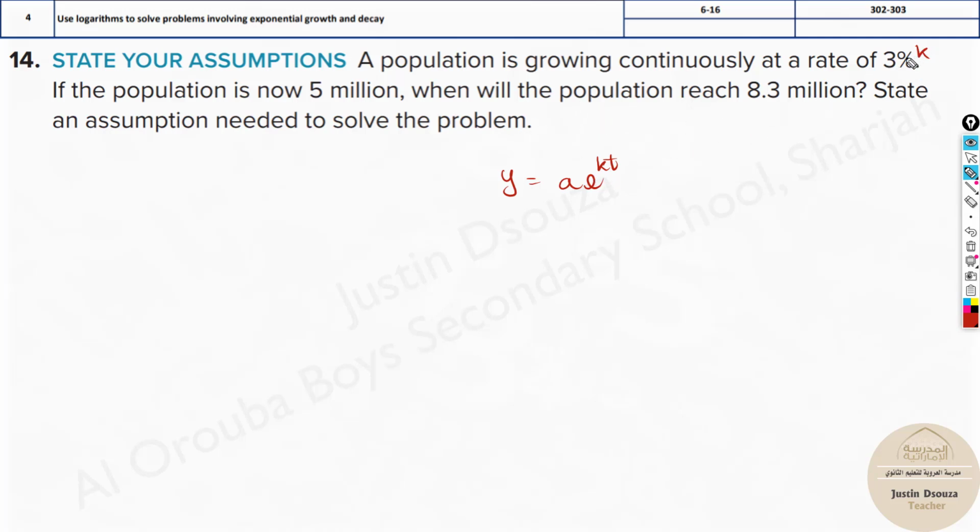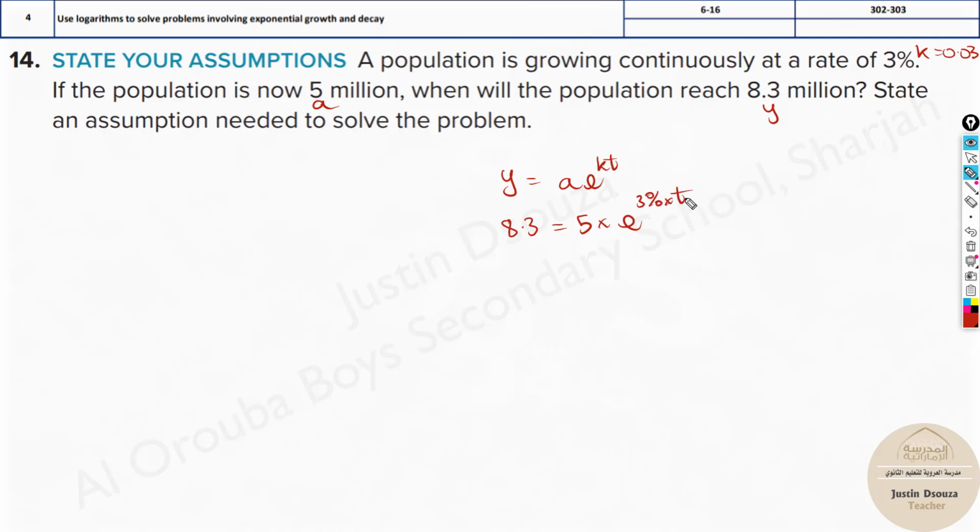And k is over here 3%. You can directly put 3% in the calculator, or you can write it as 0.03 as well. The initial population, now the population is A, right? They have told over here that that's the initial population A. And the final population, what we want is 8.3, that is y, and the time is what we need to solve for. You can just write 8.3 equals 5 times e to the power kt, which will be 3% times t.